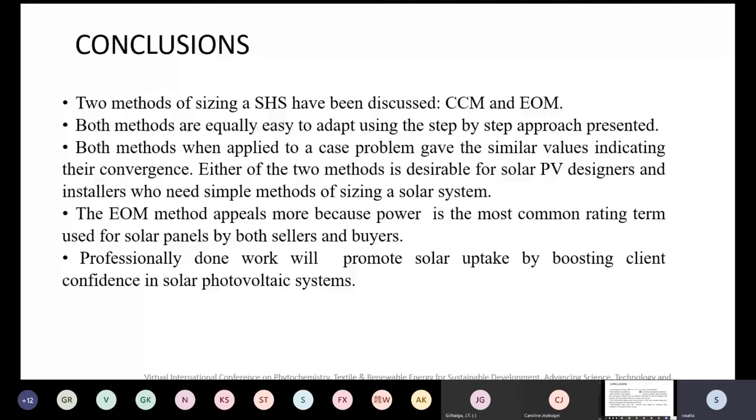So both methods actually converge at the same values once applied to a problem, and therefore it can be applied by most of the PV solar designers and engineers for accessibility. So we need to know that the energy output method appeals more because of the power issue, that is the rating of the panels in terms of power. And when this is done professionally, then it will boost the uptake of solar power and make many people in the rural areas have access to electricity, which tends to be elusive in most cases.